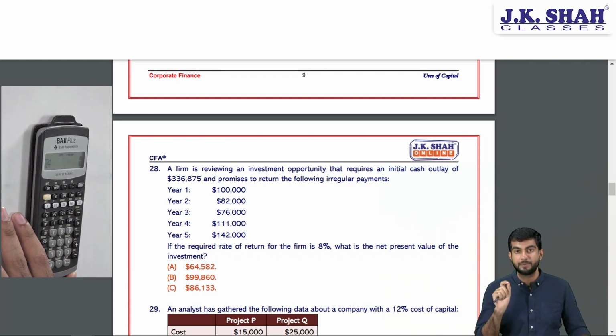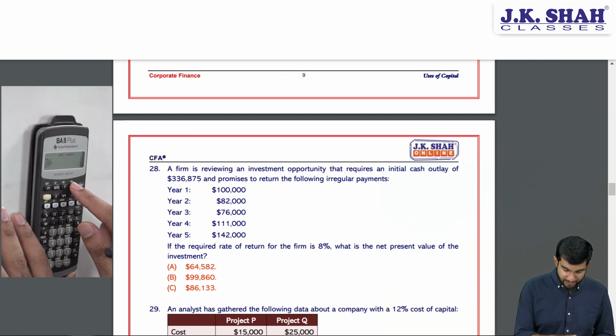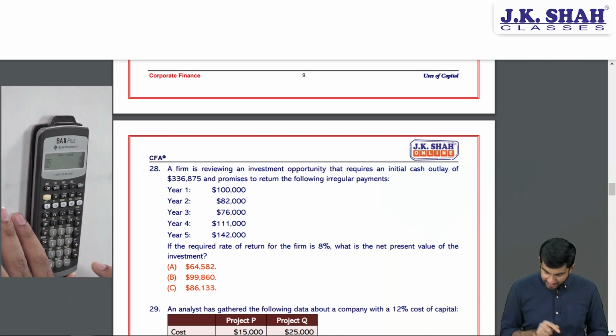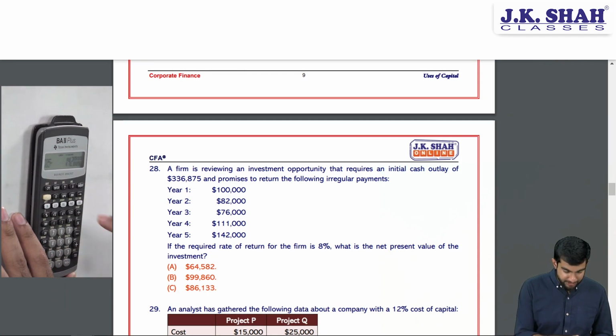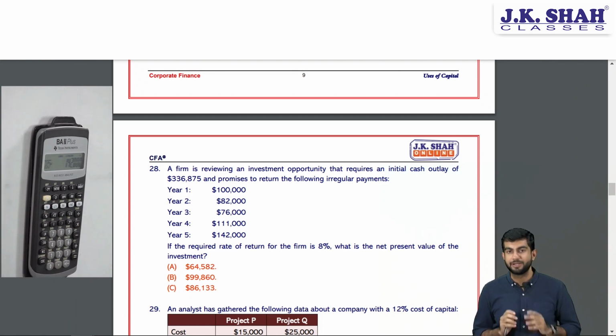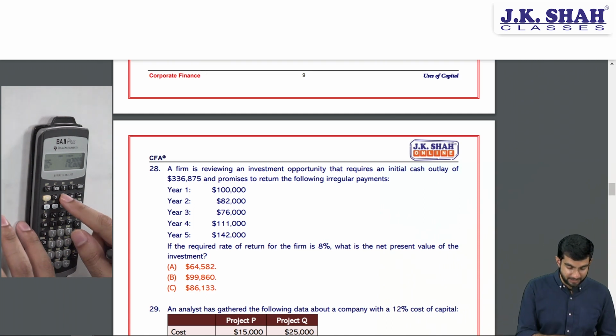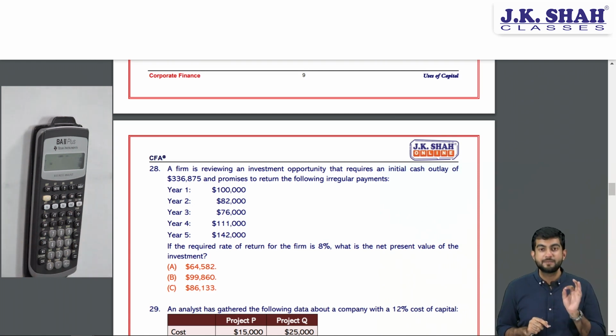C04, it will be 1,11,000, enter, down arrow. F04 will remain 1. C05 will be 1,42,000, enter. Now wait there. I have inputted all the numbers. Now I want to find out the NPV. So press the NPV button. I equals 0.